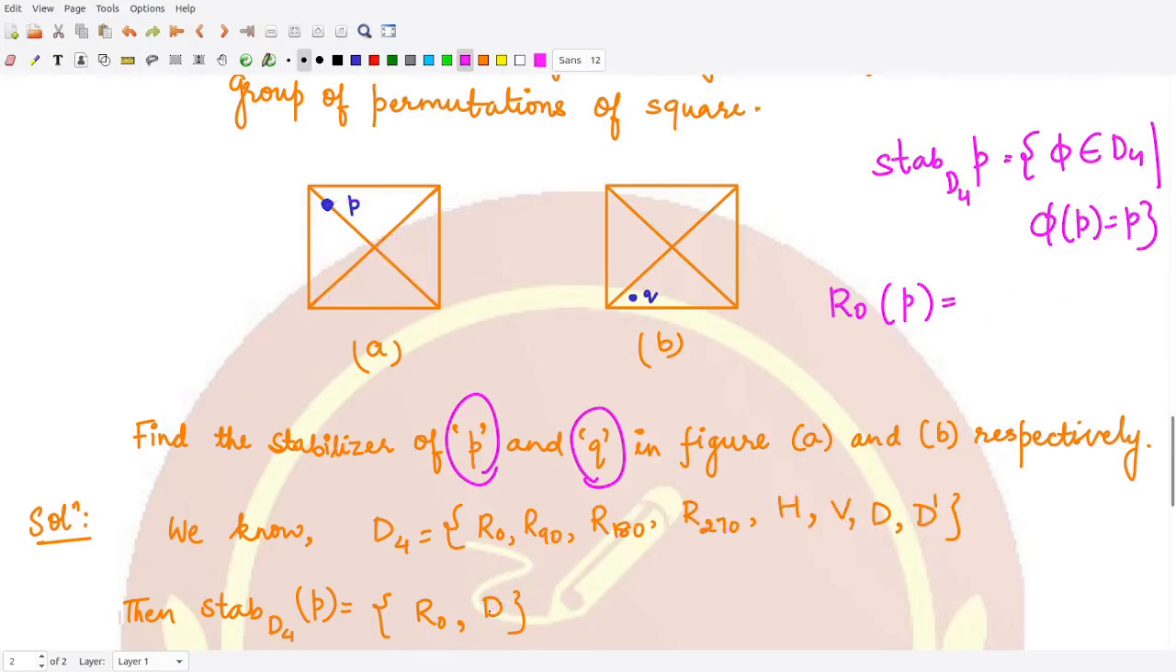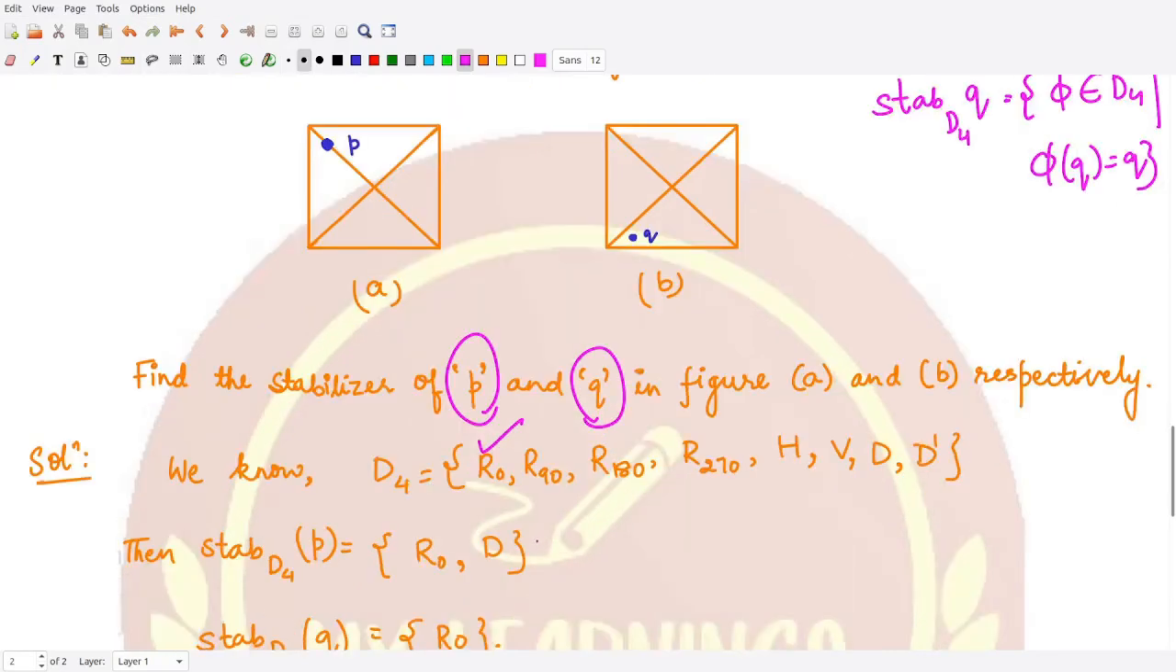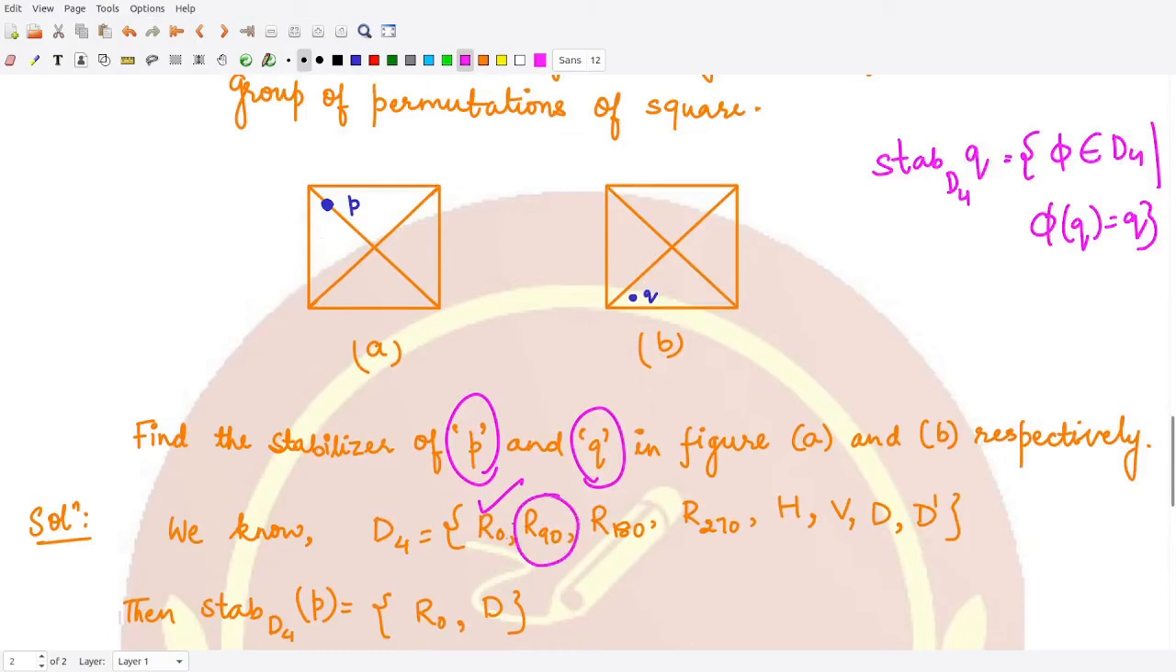What about the point Q? What would be the stabilizer for the point Q? Here the stabilizer for Q would be such that it keeps Q fixed, that is, phi of Q equals Q. What about R0? If you apply rotation of 0 degrees, we are not doing anything to it, so Q will be in its place. Therefore R0 definitely comes in the stabilizer. Now R90: if you apply R90, Q will come to a different position, which is not the same, so R90 is not in our stabilizer.